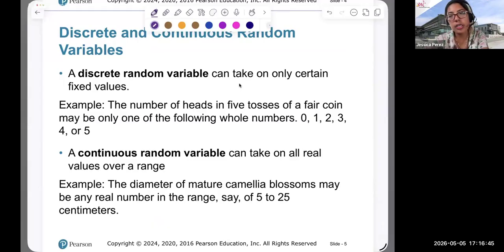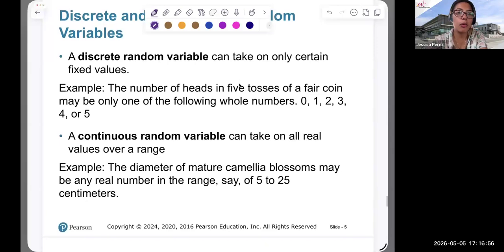That's if on all of the tosses you get a head. You can have no heads. You can have one head. You can have two. You can have three, but it's going to stop eventually. Now, a continuous random variable can take on all real numbers.